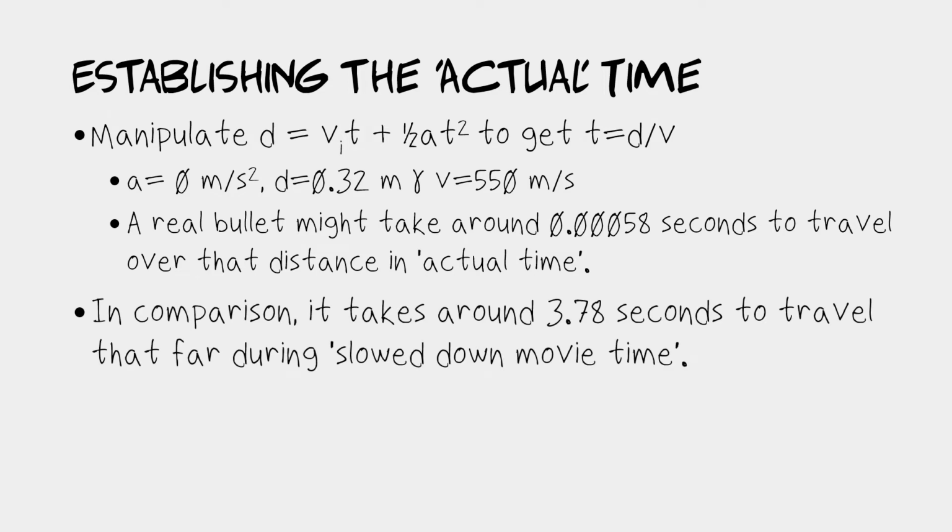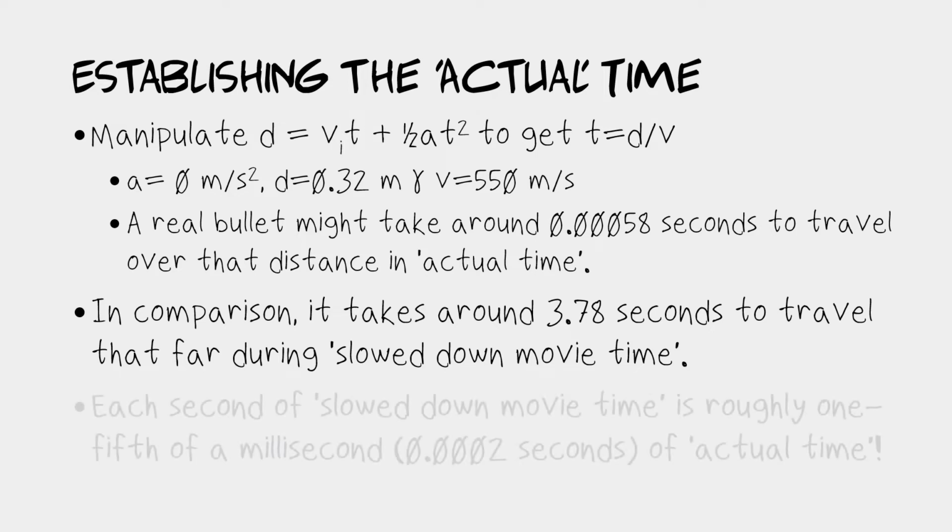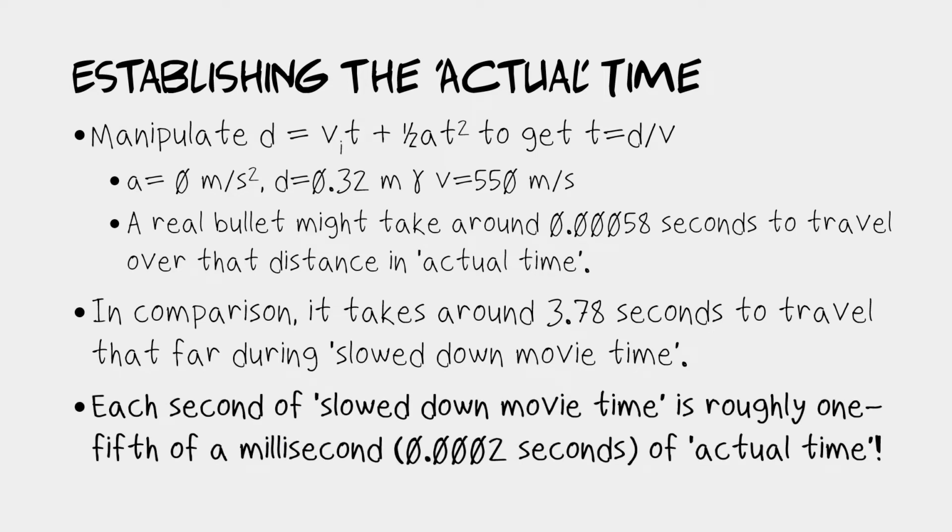And in the movie scene, however, it takes almost 4 seconds, 3.78 seconds, I estimated, for the bullet to travel that same distance. So this is kind of our Rosetta Stone. 3.78 seconds is the slowed down movie time, and 0.00058 seconds is the actual time. So we can get a relationship between the two of those, and I'm estimating that each second of quote-unquote slowed down movie time is roughly 1/5 of a millisecond of actual time. And we're going to use that moving forward.